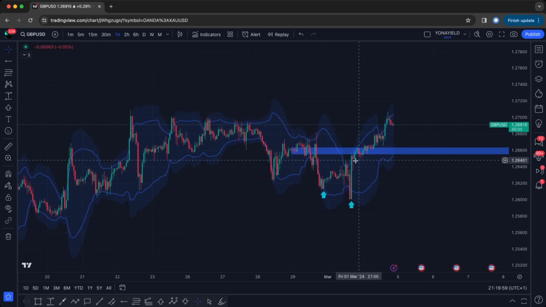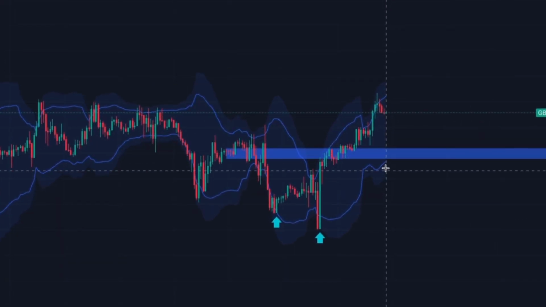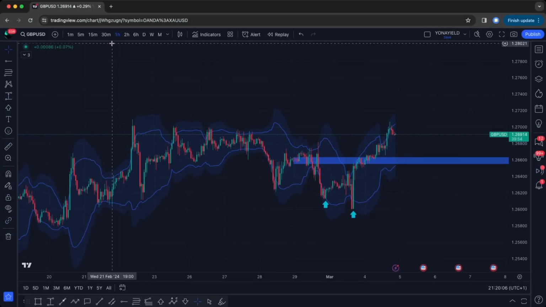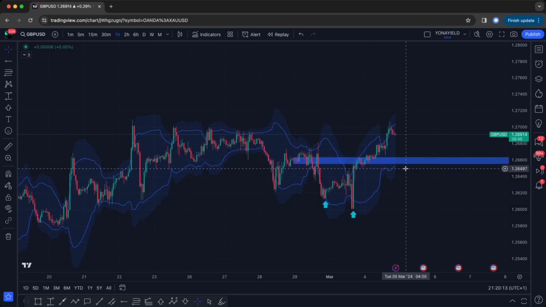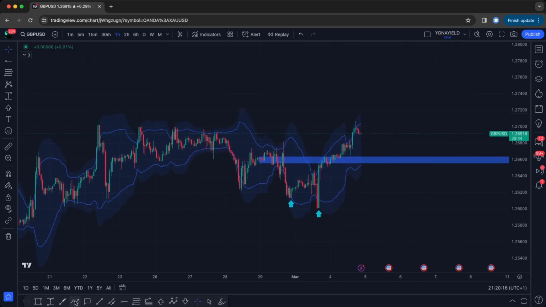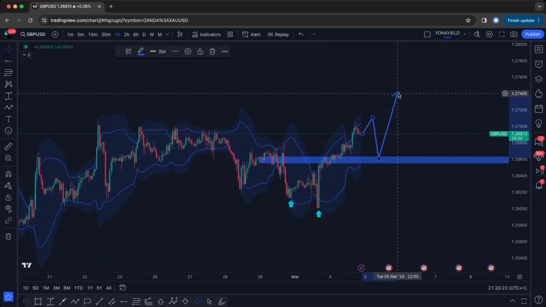So here what am I looking for? I'm looking for a touch on the 1 hour, second and third standard deviation of the Bollingers. Of course, you can also look at the 30 minutes if you want to have a faster signal, but normally the 1 hour is the most reliable one and the safest one. So here I'm expecting also some upside, maybe tomorrow, then pullback, and then up again, right?